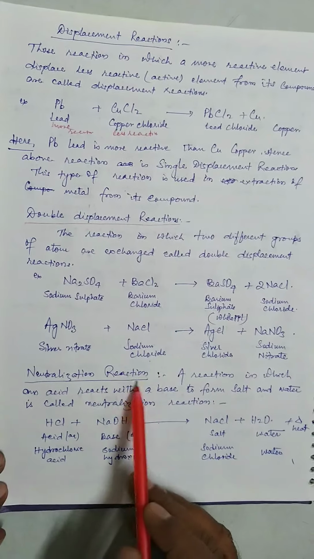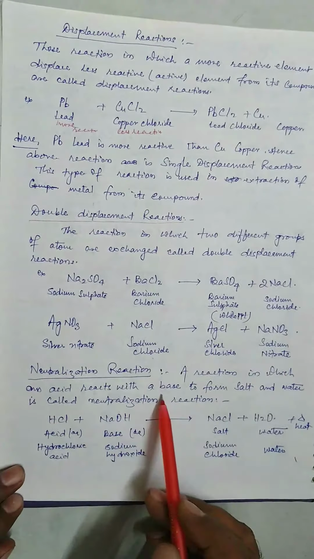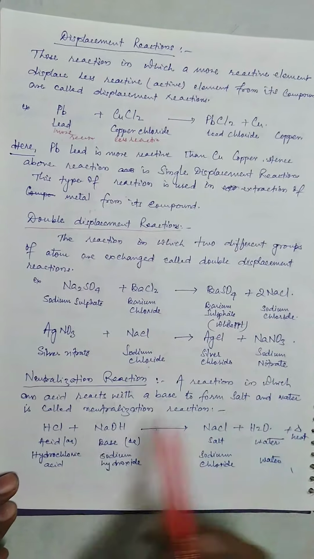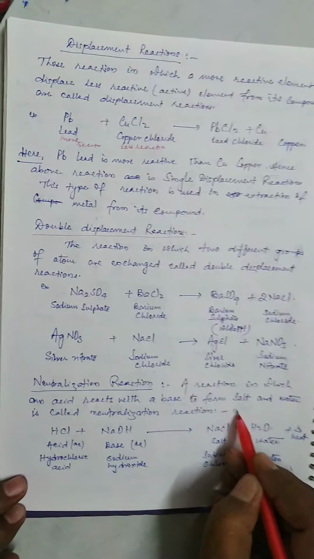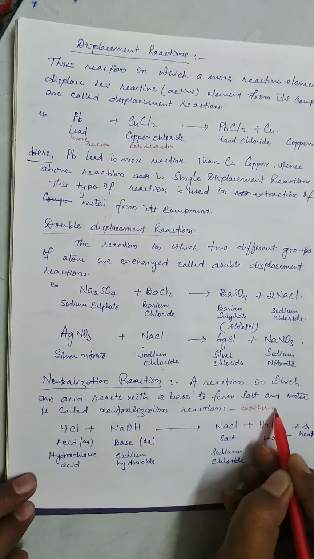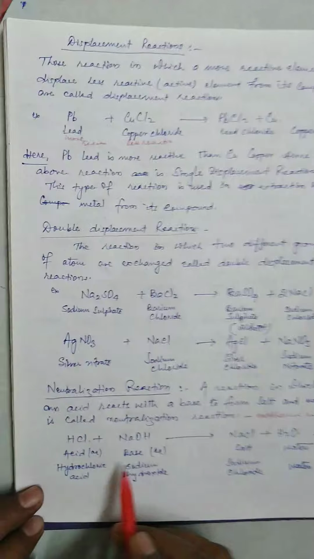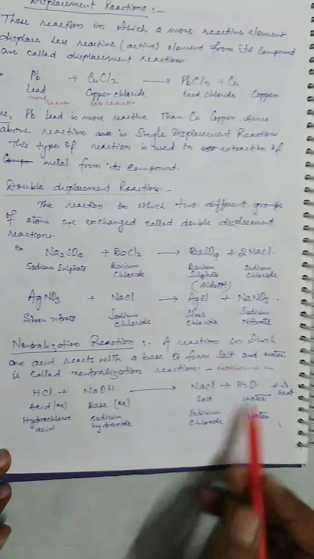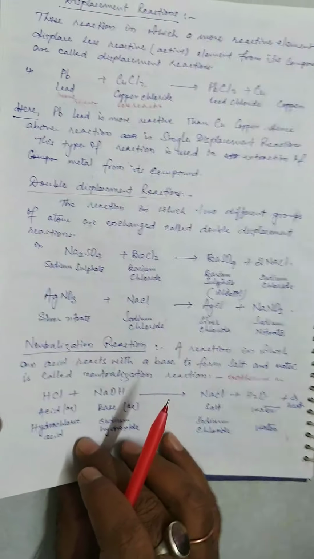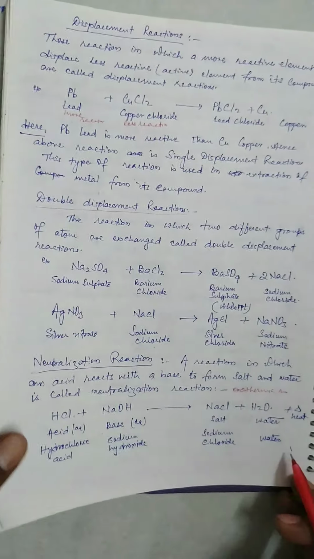Next is neutralization reaction. A reaction in which an acid reacts with a base to form salt and water is called neutralization reaction. It is also called an exothermic reaction. It means acid in aqueous, base in aqueous react with each other and form salt and water. And we can say hydrochloric acid reacts with sodium hydroxide, it forms sodium chloride and water. It is salt and water.